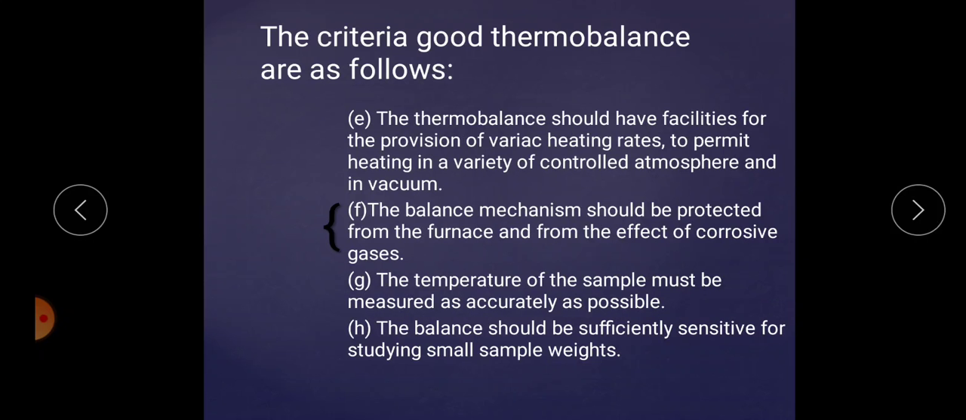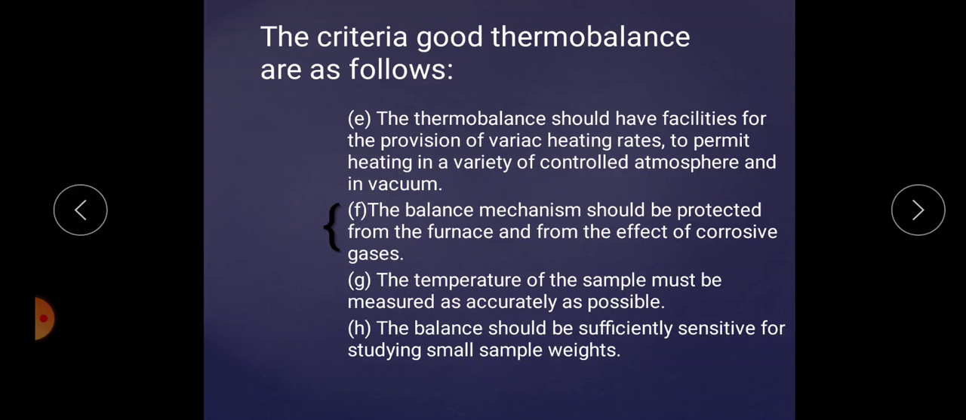Obviously the material has a metallic nature, it is made up of metals, so because of the furnace heating they may get affected. Then the gases which get evolved during the reaction can affect that metallic structure and cause corrosion, which must be protected. And the third point is that the furnace should be kept away from the circuit of the thermobalance.